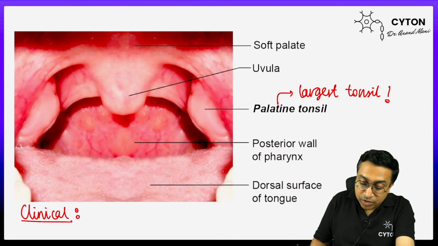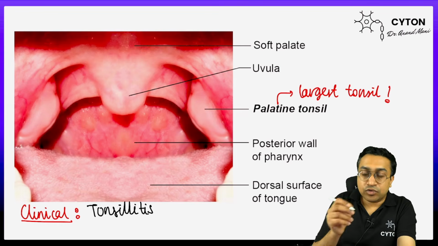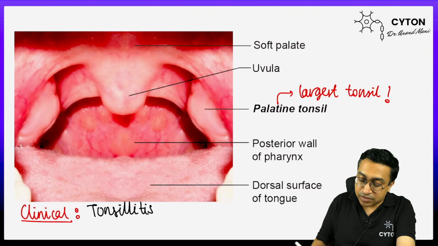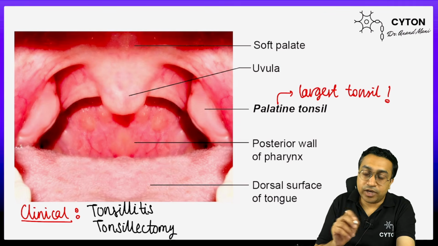Then we have something known as tonsillitis. You must have heard the name. Tonsillitis is inflammation of the tonsil. The suffix -itis is added. It is caused by viral or bacterial infections. Then you have tonsillectomy. Ectomy means removal, so surgical removal of the palatine tonsil.